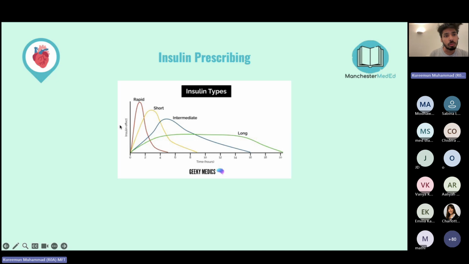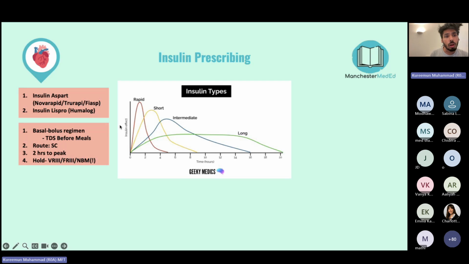So you need to know what you're prescribing and how you will be prescribing them for your patients and in the PSA, obviously. So your rapid acting insulin: insulin is always prescribed by brand name, but in the PSA, you can write the brand name as well as the name of the insulin. So Novarapid, Trurapid, and Fiasp, those are brand names, but the generic name is insulin aspart. So when you type insulin aspart, it will give you all three options. You can choose which one you want to prescribe.